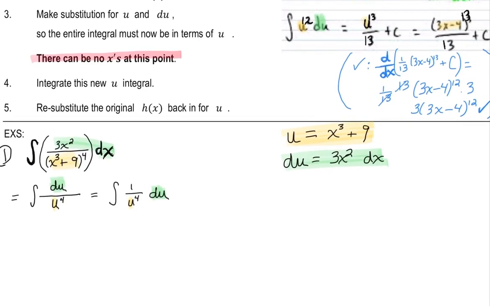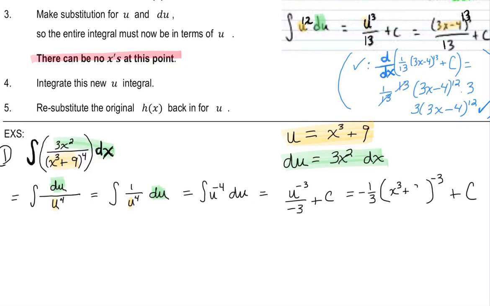So we know how to integrate u to the negative fourth du. And this is going to be a power rule. So we're going to add 1 and divide by it. So u to the negative third divided by negative 3 plus c. And if you want, maybe write that as negative 1/3. And then the last step is going to be replacing u with what it was originally, and that's the x cubed plus 9.